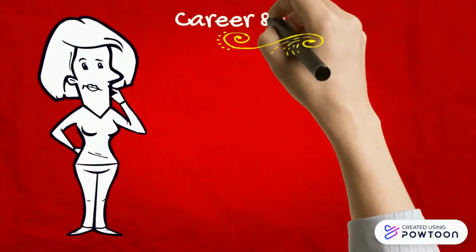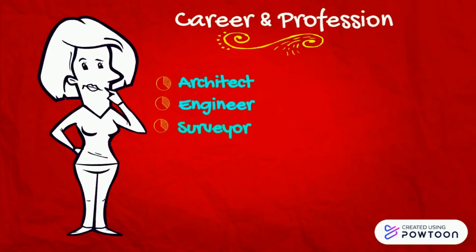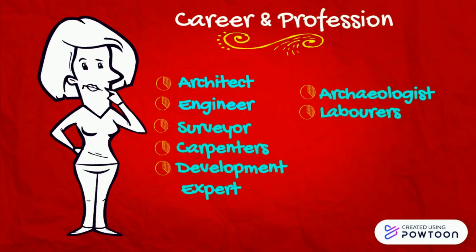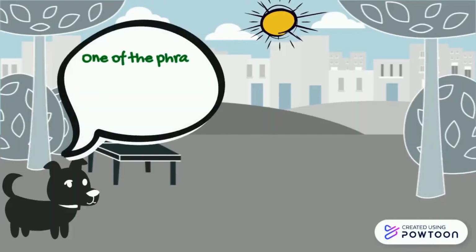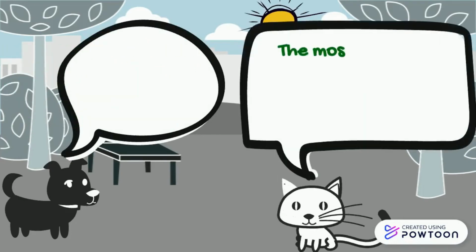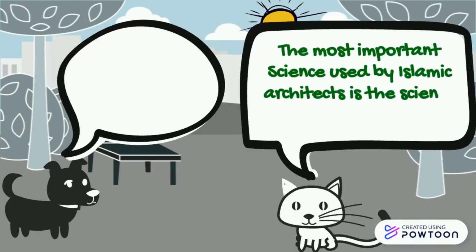This era also includes numerous careers and professions including architect, engineer, surveyor, carpenter, development expert, archaeologist, laborer, and entrant. One of the phrases used for modern Arabic engineers is muhandis. It is derived from the root word handasa, which refers to engineers or geometry. It shows that the most important science used by Islamic architects is the science of geometry.